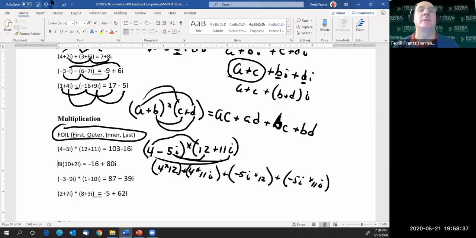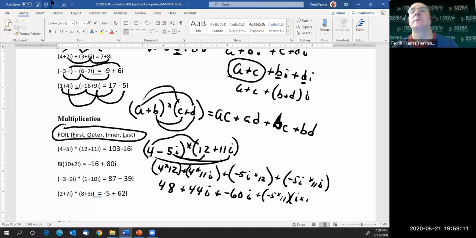Okay, let's simplify this a little bit. That's 48 plus 44i plus minus 60i plus, geez. So what is this? You could think of minus 5 times 11 times i times i. Okay. And so this becomes minus 55.